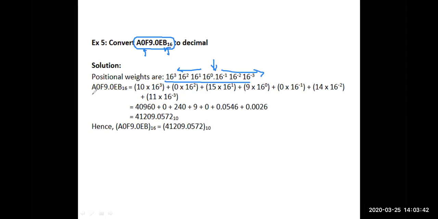A is now replaced by its decimal equivalent, that is 10. 0 is as it is, F is represented by its decimal equivalent, that is 15. Then 9, 0, then E is represented by 14. So this is E, this is F, and this is A. The rest of the things are the same. So there are multiplications and then additions, and we get this final result.